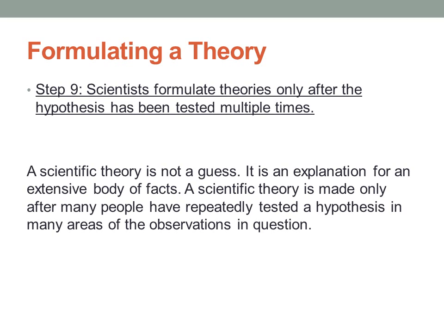And then step 9, scientists formulate theories only after the hypothesis has been tested multiple times. A scientific theory is not a guess, it's an explanation for an extensive body of facts. A scientific theory is made only after many people have repeatedly tested a hypothesis in many areas of the observations in question.